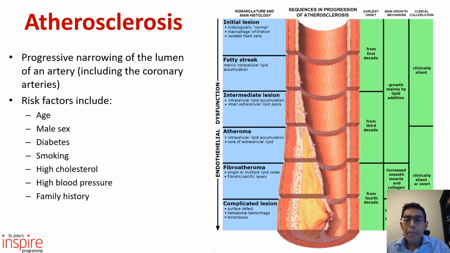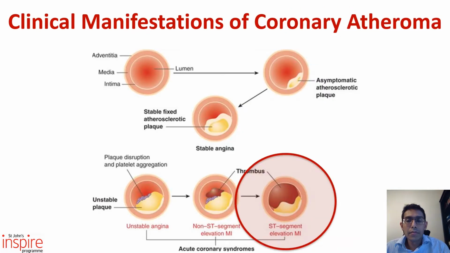The cap of the lesion is made of fibrin, and this can rupture, leading to the internal material being extruded into the vessel and leading to a blood clot, which can cause a heart attack.